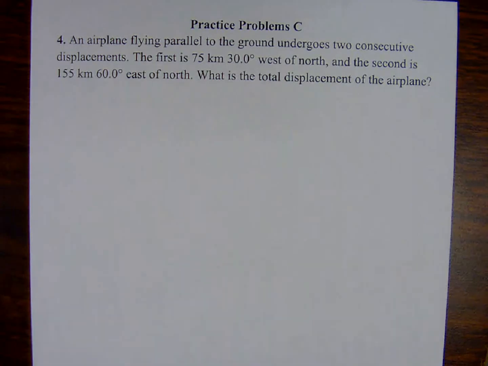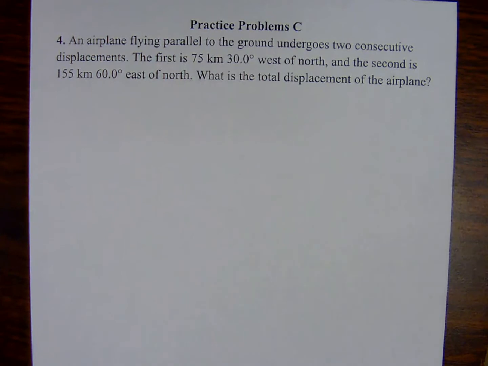All right, practice problem number 4, associated with sample problem C. An airplane flying parallel to the ground undergoes 2 consecutive displacements. The first is 75 kilometers, 30 degrees west of north. The second is 155 kilometers, 60 degrees east of north. What is the total displacement of the airplane?